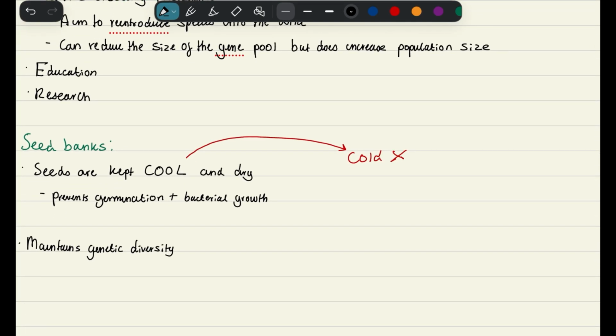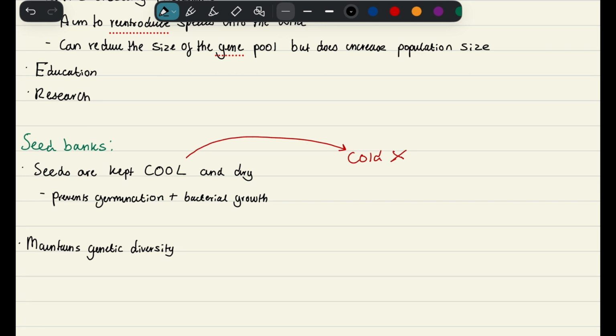Another thing is seed banks. So seed banks are really, really good. You get a seed from a plant and you store it, right? So in terms of how it's done, normally the seeds are going to be sterilized and cleaned, and then they're going to be kept in cool and dry environments.